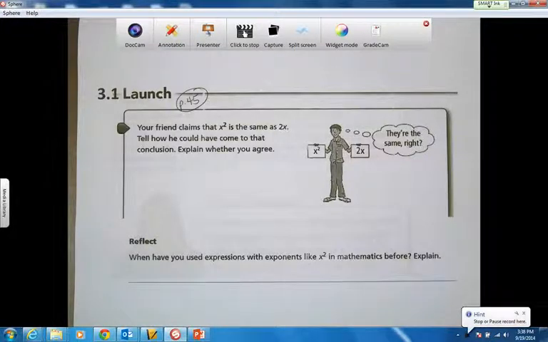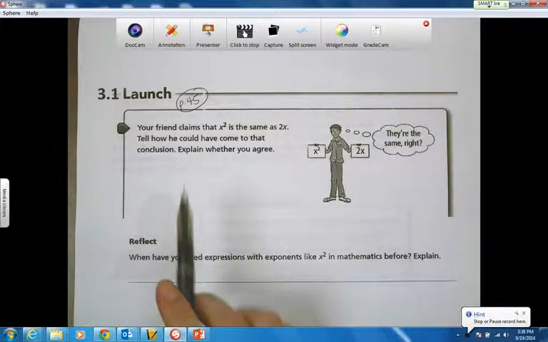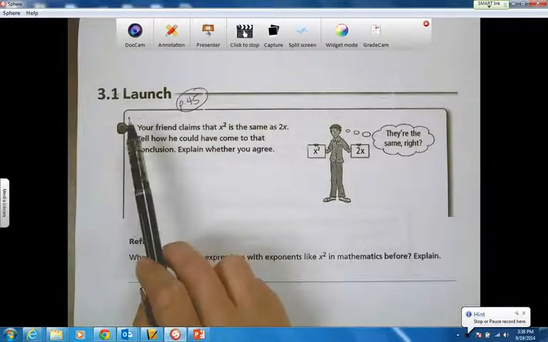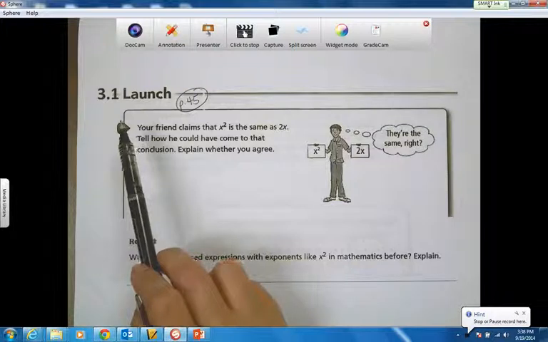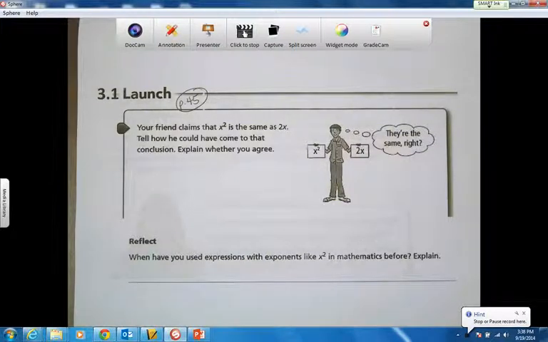To page 45, which is where you're going to find the 3.1 launch. At any time during this video, if I am going too fast or writing too fast, go ahead and pause the video so that you can catch up. I'm going to talk through it as quickly as I can and not wait for you. But if you need to pause, just go ahead and pause.